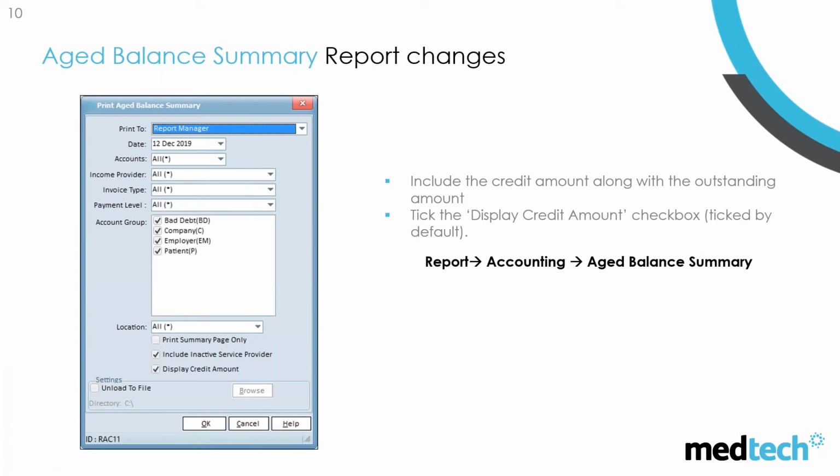So there's a picture there for the aged balance summary report. That now has an option to include the credit amount along with the outstanding amount. These are found again under the report function there, under report accounting aged balance summary.